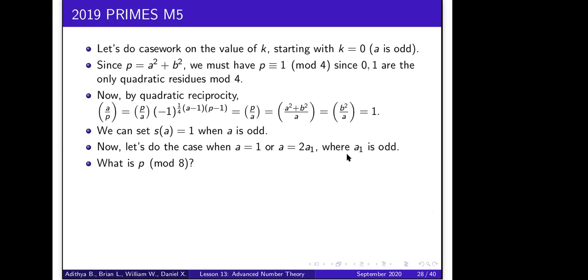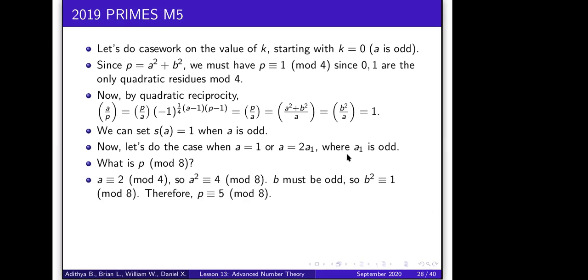Yeah, so it's 5, and that's because A is 2 mod 4, so A squared has to be divisible by 4, but it's not divisible by 8, so A squared has to be 4 mod 8. And if A is even, we have to have that B is odd because P is going to be an odd prime. So for all the odd numbers, B squared is 1 mod 8. And so if we add that, we get that P is 5 mod 8. So that means that 2 is not a quadratic residue mod P.